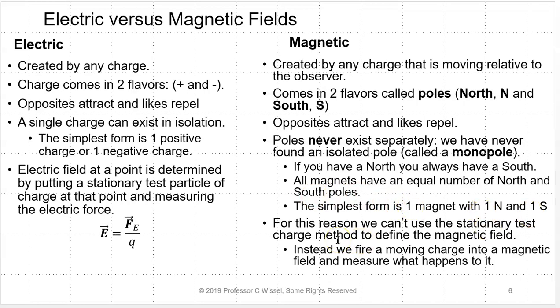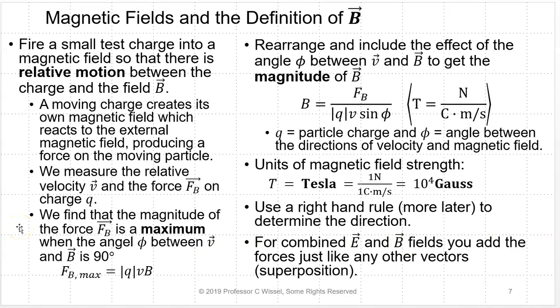For this reason, we can't just use the stationary test charge method to define a magnetic field. Instead, we have to fire a moving charge into a magnetic field and measure what happens to it. So we're going to fire a small test charge in the magnetic field so that there's a relative motion between the charge and the magnetic field. A moving charge creates its own magnetic field, which reacts to the external magnetic field, producing a force on the moving particle. We measure the relative velocity v and the force Fb on charge q. And we do this over and over again.